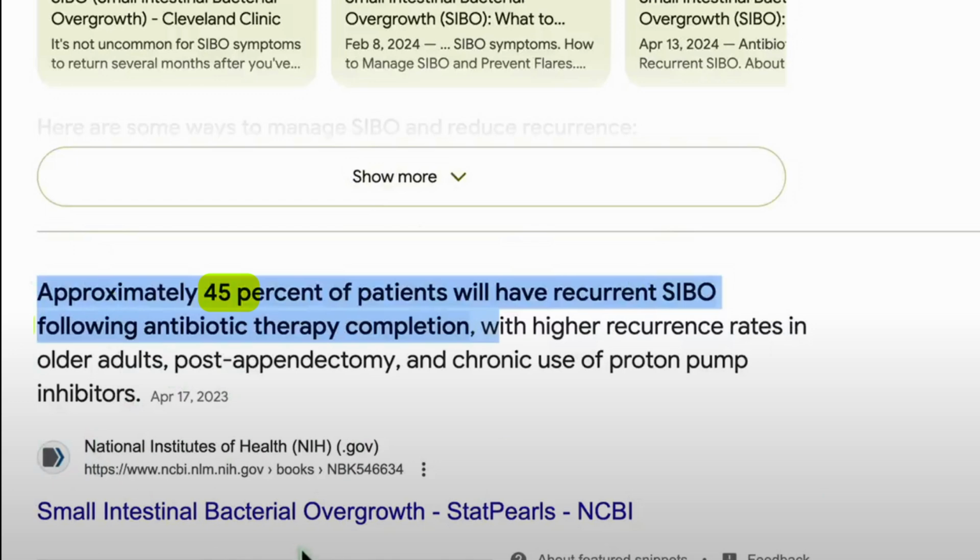I don't know. Pay attention to what I'm about to tell you if you want to mitigate your risk for either developing SIBO in the first place or experiencing a relapse, which happens in upwards of 45% of patients following antibiotic therapy, and that's just in the first year.